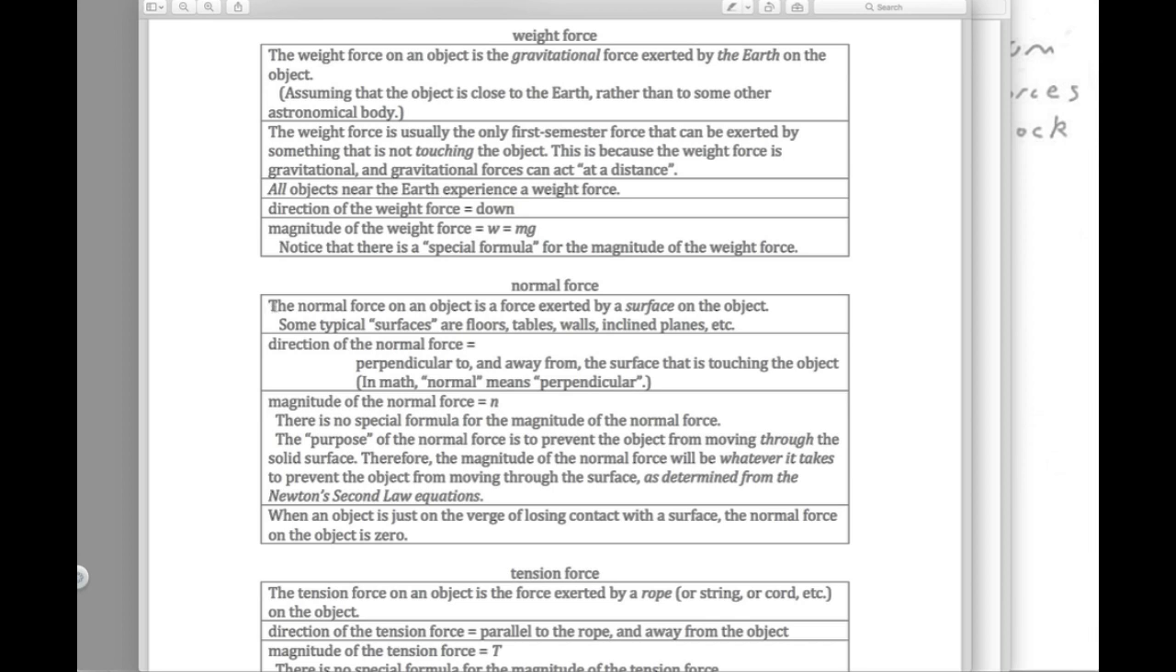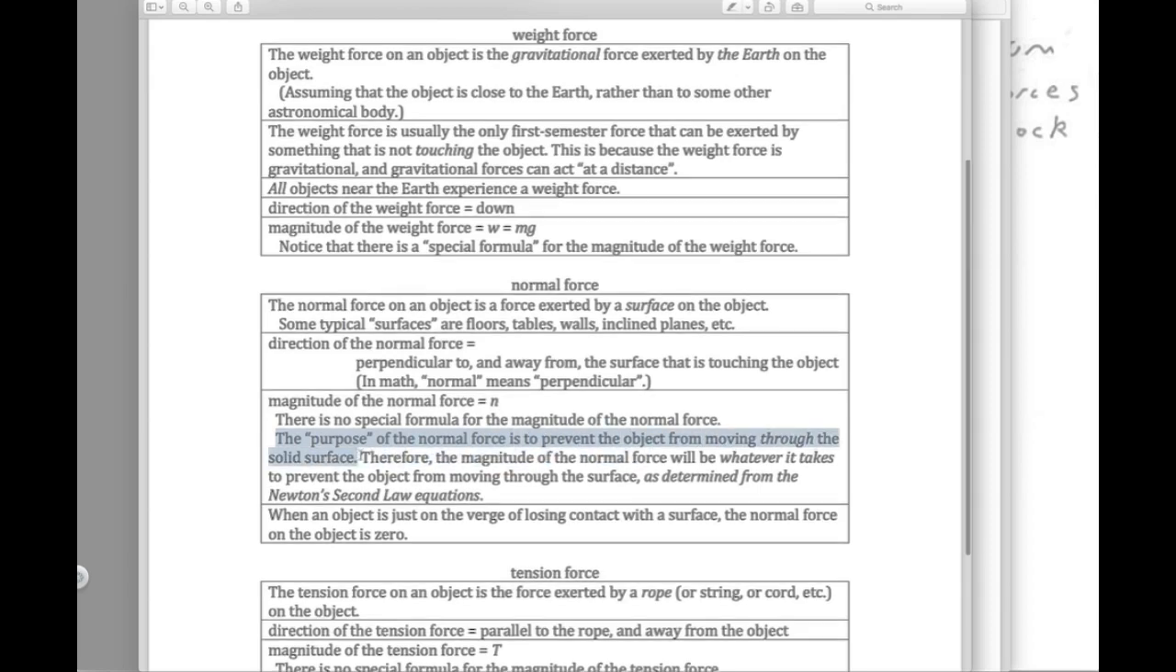Also memorize that the normal force is a force exerted by a surface on an object. These are the typical types of surfaces that you'll see on the problems that you're working on. And you should keep in mind that the purpose of the normal force is to prevent the object from moving through the solid surface. And so it makes sense that this should be the direction of the normal force.